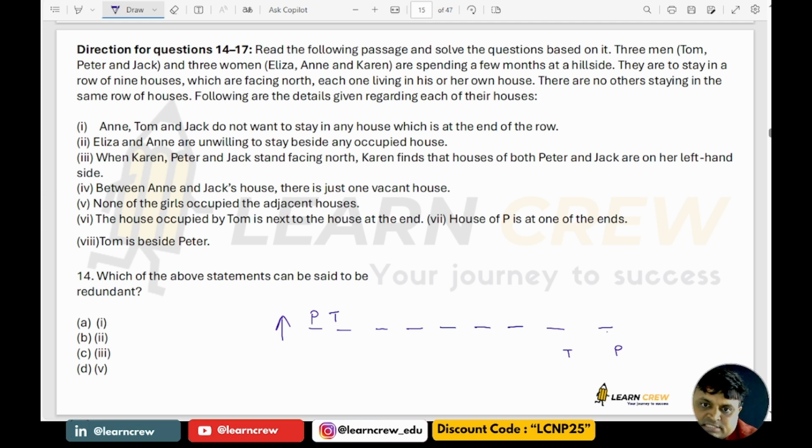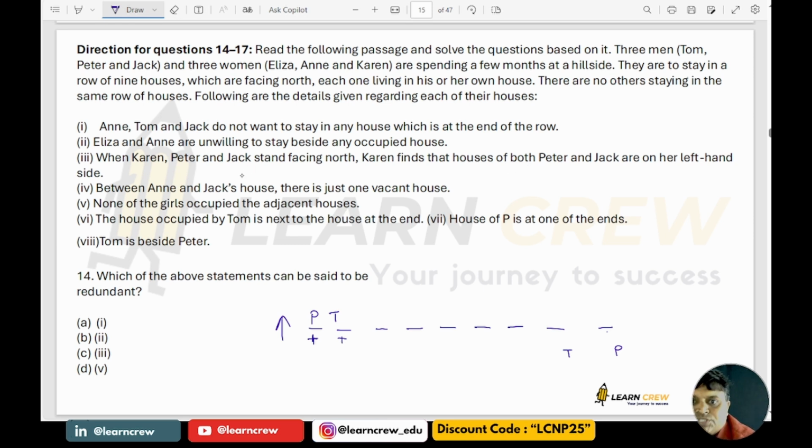None of the girls occupied the adjacent houses. So here see, P is 3 men and T is 3 men. None of the girls occupied the adjacent houses. P is plus, T is also plus.